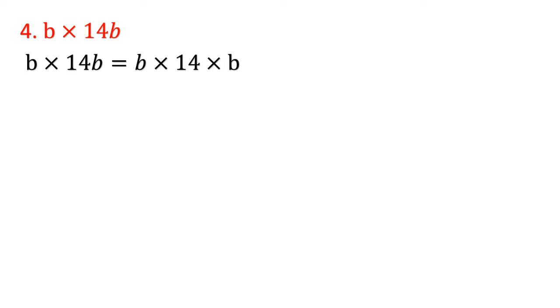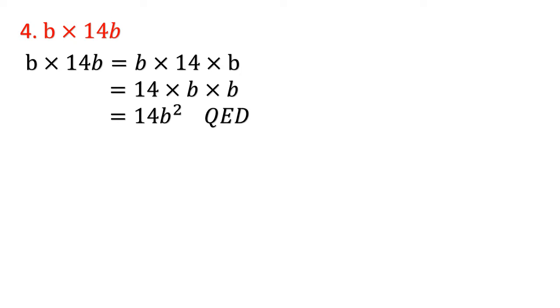So take our next example, example 4. b times 14b is equal to b times 14 times b. To simplify this, you're going to get 14 times b times b. b appears how many times? 2 times. So this is equal to 14b squared. b times b is equal to b squared.